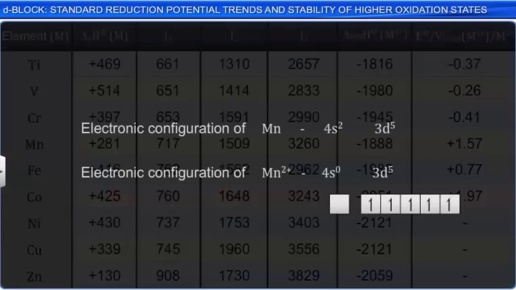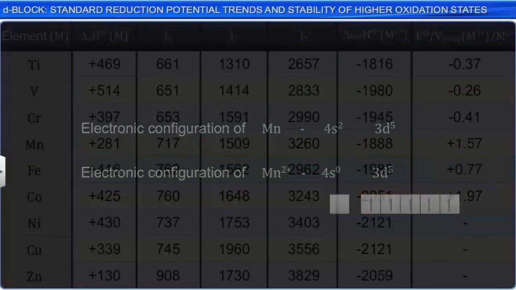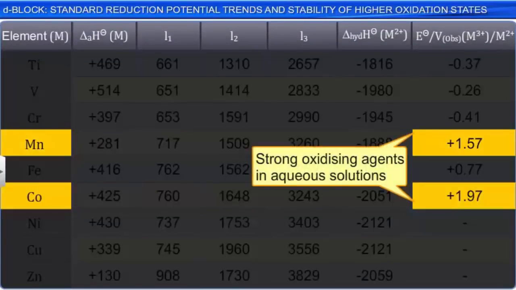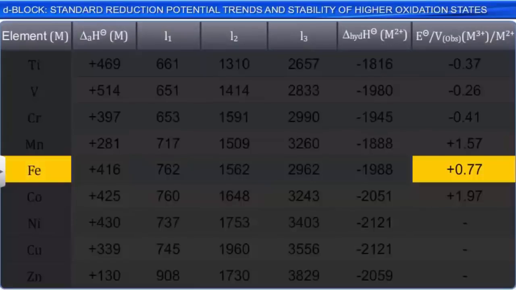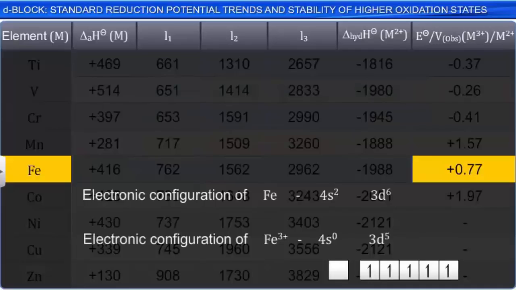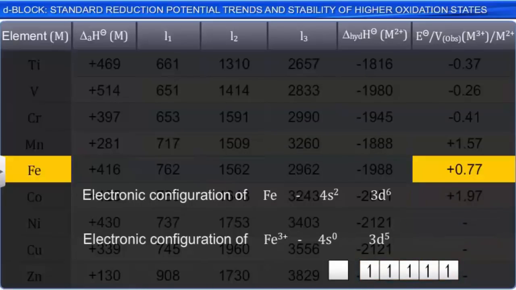The higher values for manganese and cobalt show that they are the strongest oxidizing agents in aqueous solutions. The comparatively low value for iron shows that the reduction of ferric ion to ferrous ion is less favorable, since ferric ion is extra stable due to the half-filled d5 configuration. Let's now look at the trends in stability of the higher oxidation states of these elements. The table here lists the stable halides of the 3d series of the transition elements.